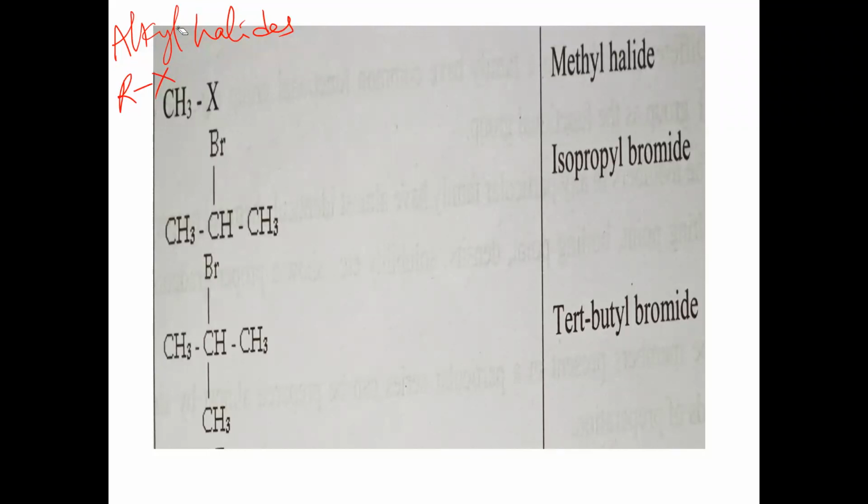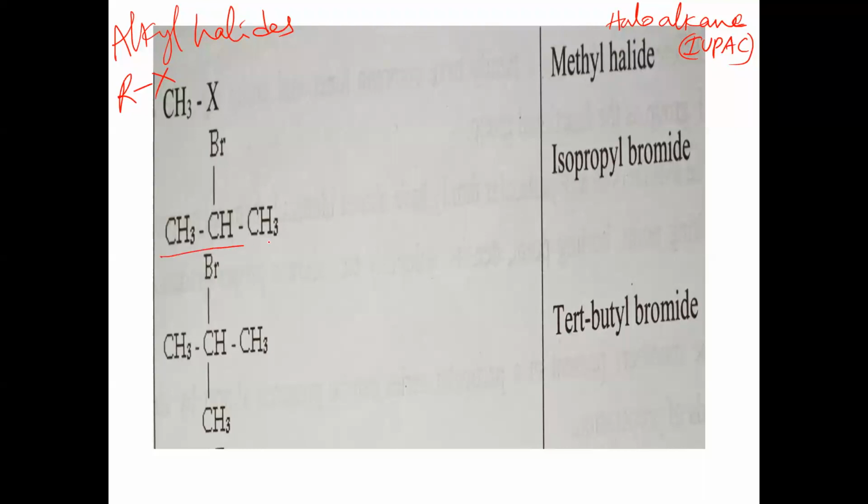Otherwise, we say haloalkanes. What is another name of this? Haloalkane. Remember, haloalkane is the IUPAC name, and the common name here is alkyl halide. Haloalkane is the IUPAC name. Keep that point in mind. So here it is methyl halide, otherwise halomethane.